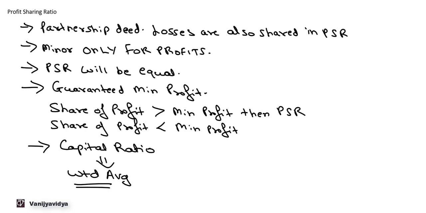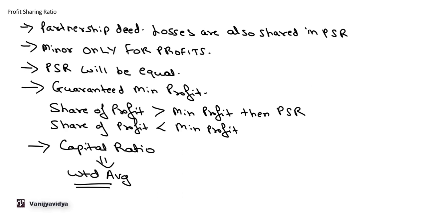Then if there is no partnership deed, then the profit sharing ratio will be equal and losses are also shared equally. Then guaranteed minimum profit, if a specific partner or partners are guaranteed minimum profit and share of their profit is greater than the minimum profit, then the profit is shared as per profit sharing ratio. If the share of the profit is less than the minimum profit, then the deficiency is borne by the other partners in profit sharing ratio if nothing is mentioned specifically, or if the partnership deed mentions that this deficiency will be shared in a particular ratio or by a particular partner, then as per the partnership deed the deficiency is shared.